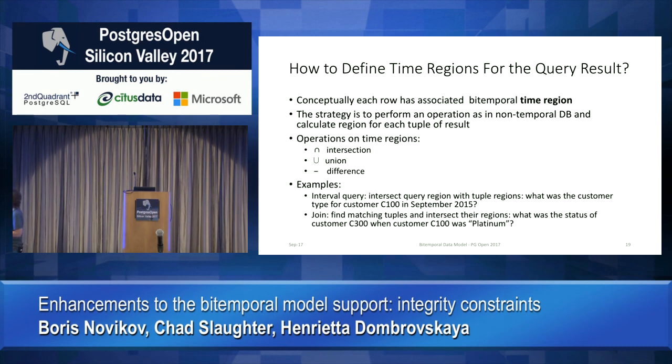Now when we do a join, we need to find matching tuples and intersect their regions. So when we want to find what was the status of customer C300 when customer C100 was platinum, we need to find the time regions for the customer C100 and then intersect them with the time regions for the customer C300, and then see what was the type of this customer on the intersection of these time regions.